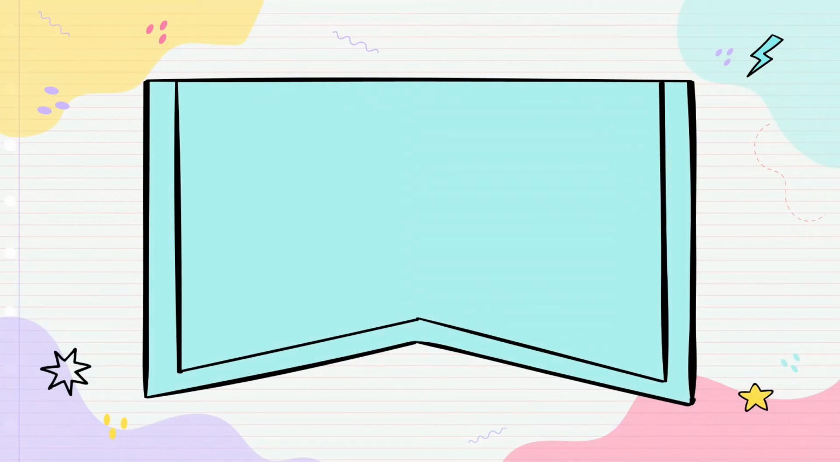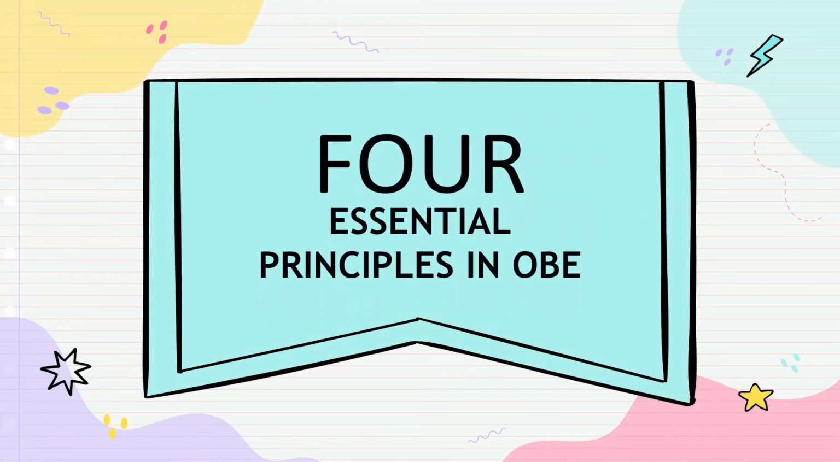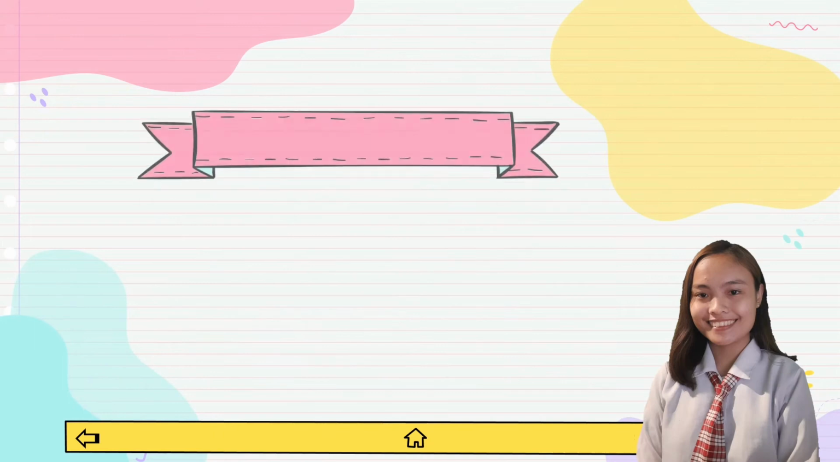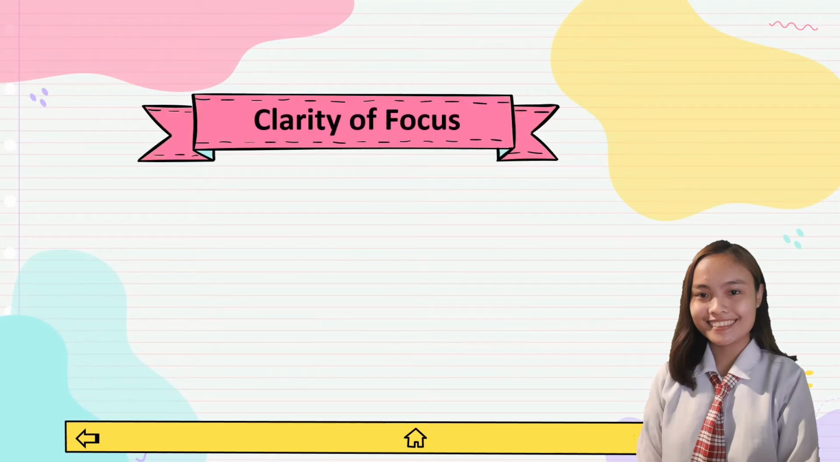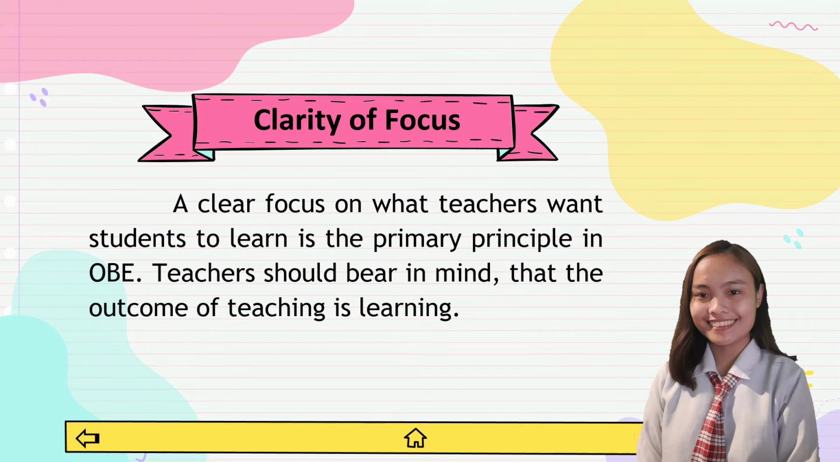In order to comply with the three premises, four essential principles should be followed in either planning instruction, teaching, and assessing learning. The first principle is the clarity of focus. A clear focus on what teachers want students to learn is the primary principle in OBE. Teachers should bear in mind that the outcome of teaching is learning.